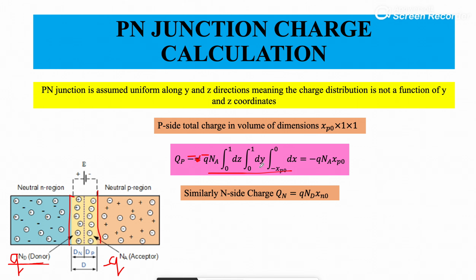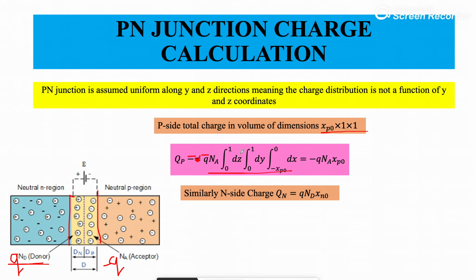Before we do that, we want to tell you that this is a one dimensional charge distribution, because we are assuming that the p-n junction is uniform across y and z. So whatever charge density there is varies along the x direction. The charge density varies along the x direction, so the integral becomes very simple. If you consider the volume defined as the dimension x p naught, 1 and 1, we just need to integrate over this region.